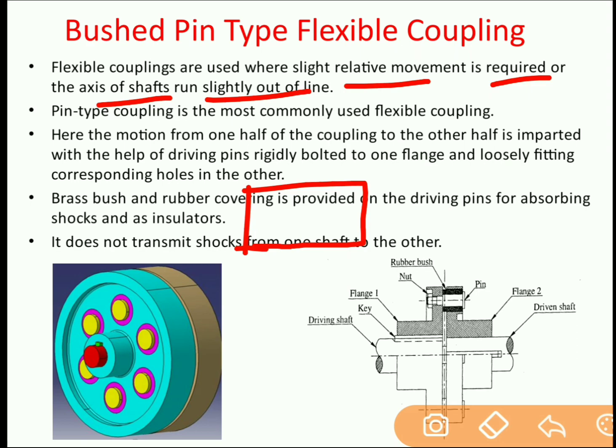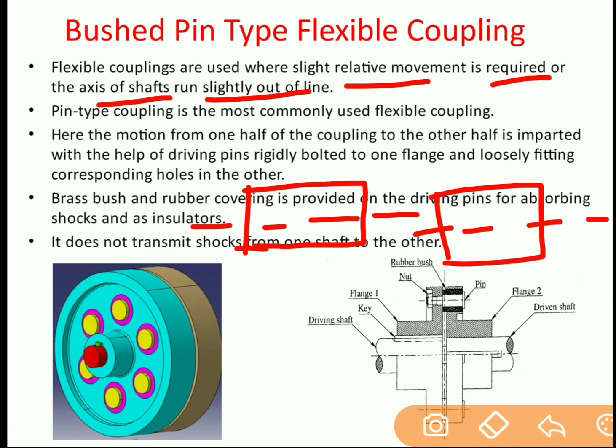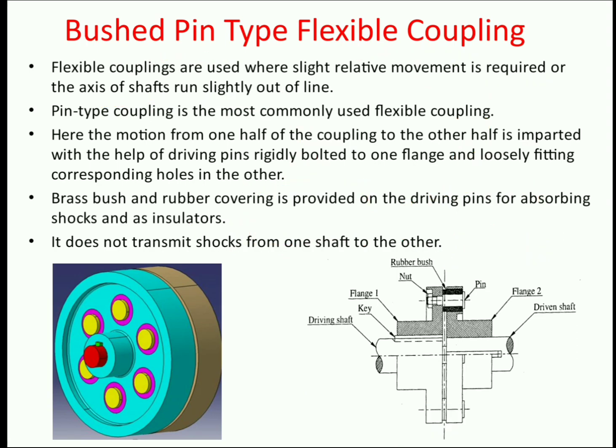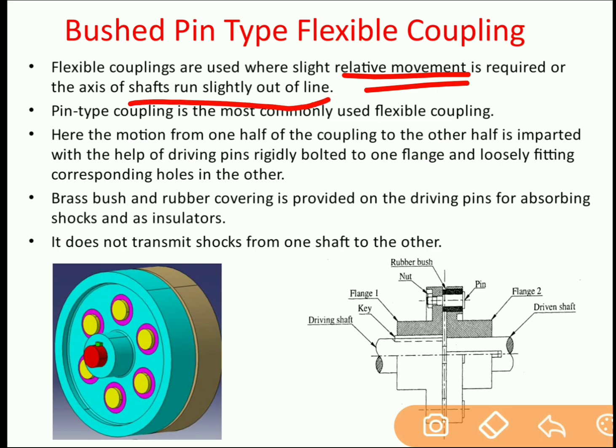Let's say that this is shaft 1 and this is the axis of the shaft. Next is shaft 2, and if the shaft 2 axis is parallel to the first axis but they are not in the same line, there is a slight misalignment between these two shafts. So in order to join shaft A with shaft B, which has slight misalignment, we use the bush pin type flexible coupling. Bush pin type flexible couplings are used when slight relative motion is required and when the shafts run slightly out of line.